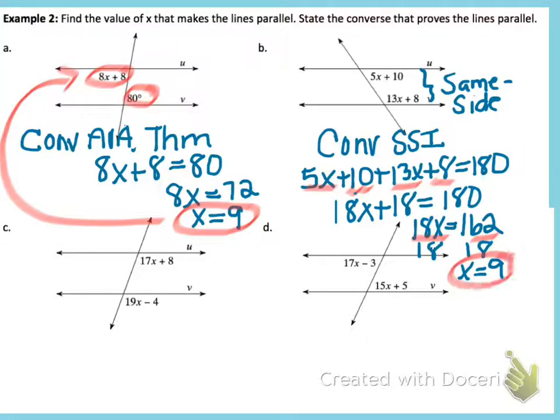So I've done the two things they asked me to do. I've stated the converse that proves the lines would be parallel, and I found the value of x that would make that be the case.